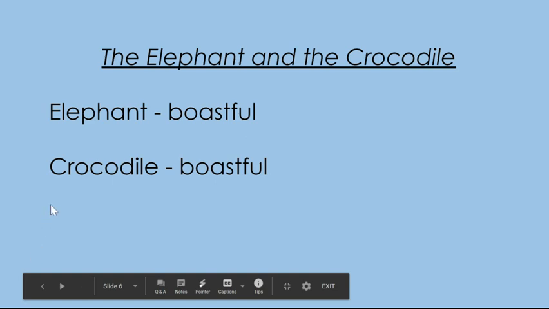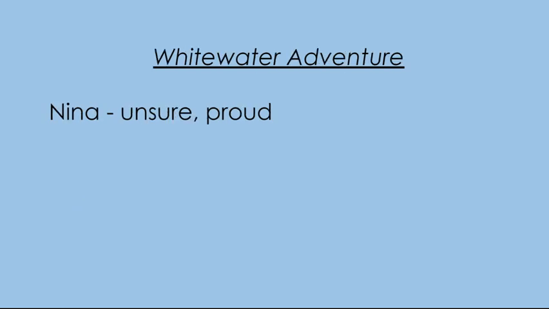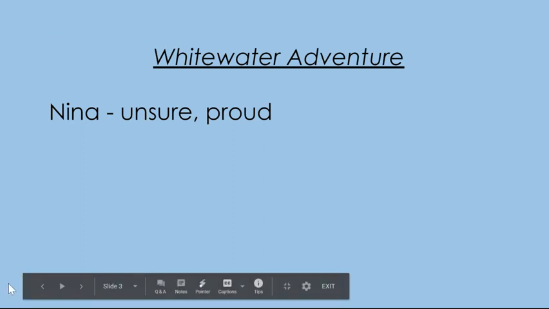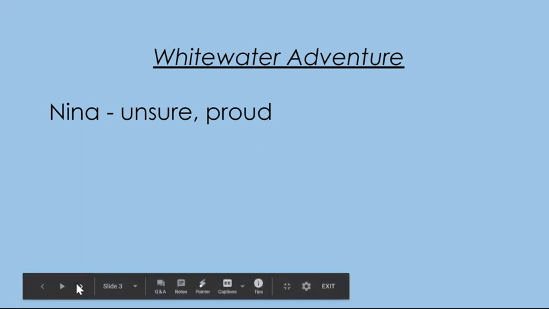Something else to think about is we can use words to describe characters based on the things they say and do. We can identify their character traits, but oftentimes in a story, we can also see character change over the course of a story. So a character will often be one way at the beginning of a story and then work their way through their problem, solve their problem, and be a little bit different by the end. So we found that with Nina. She was unsure and she ended up being proud at the end.